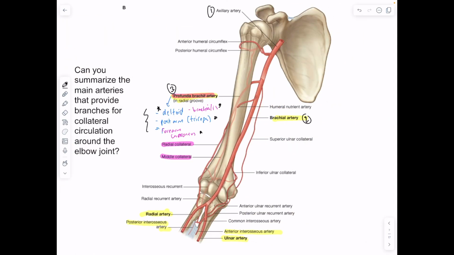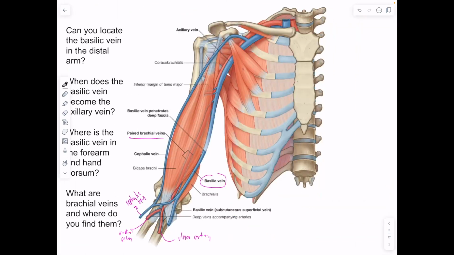All right, we can see that the profunda brachii artery will eventually become the radial collateral and the middle collateral, and those eventually will come down and meet up with the posterior interosseous artery. The brachial artery comes down. We again said it breaks into the radial and ulnar arteries. And then the ulnar artery has a branch off, which is the common interosseous artery, and that splits into the anterior interosseous artery and the posterior interosseous artery. And you can see they're on different sides of the interosseous membrane right here. Okay, not too bad. You can see they're all linked up.